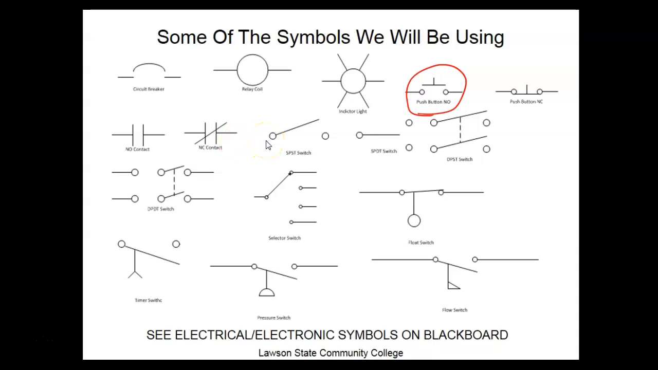Switches have what we call poles and throws. Poles is the number of switches that are being controlled by the same operator, and the number of throws would be the number of positions the switch could be in to control the flow. So this symbol right here would be for a single pole, single throw switch. So it's only got one switch.